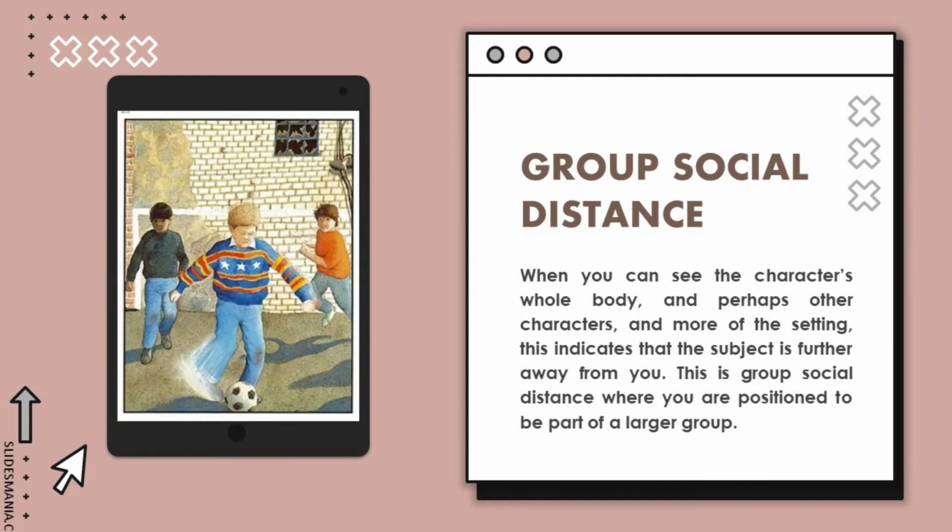Group social distance. When you can see the character's whole body, and perhaps other characters, and more of the setting, this indicates that the subject is further away from you. This is group social distance, where you are positioned to be part of a larger group. As evident in the image at the side from The Tunnel by Anthony Brown, we are positioned close enough to feel involved with these boys and their ball game, but it is less personal. This framing of the subject is created through a mid-long shot.